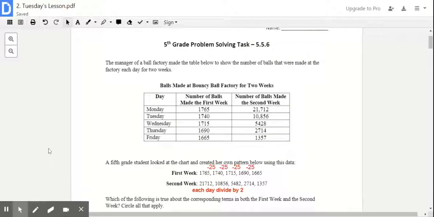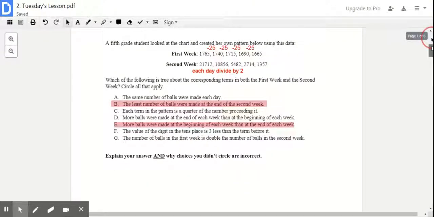All right, now that we've established these patterns together, let's get into which of the following statements is true about the corresponding terms. We already figured out what each day is by the pattern and what each week is by the pattern. So we were supposed to get into that final portion of establishing which terms are true and why, and which ones are not. So we're scrolling down. Which of the following is true about the corresponding terms in both the first week and the second week? Circle all that apply. Only 2 answers here are correct for the PST. We're going to go through and figure out why.